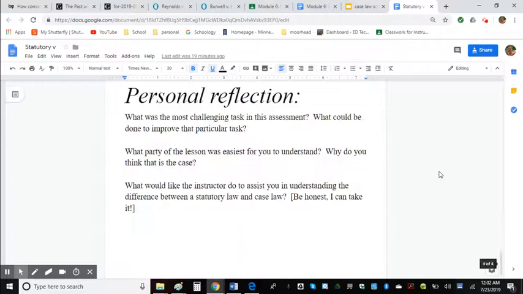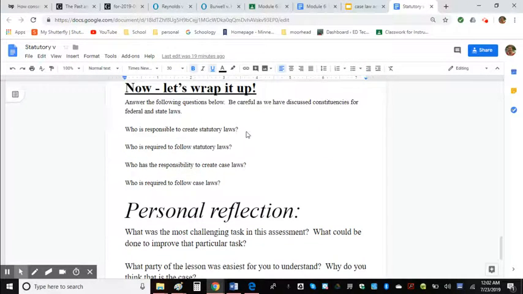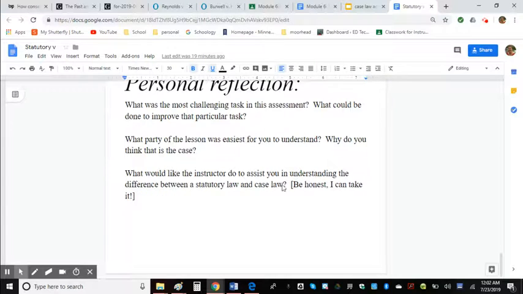Once you're finished with all those, I want you to go to the last page, which is talking about who is responsible to create statutory law, who is required to follow it, who is responsible to create case law, and who is required to follow it. And then the final section is your personal reflection.